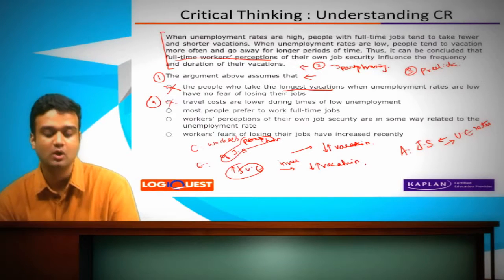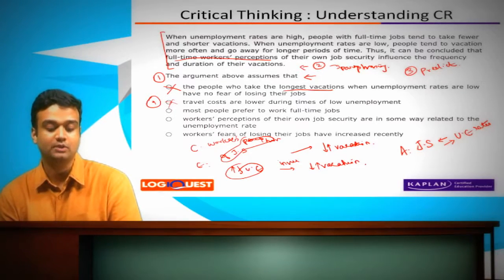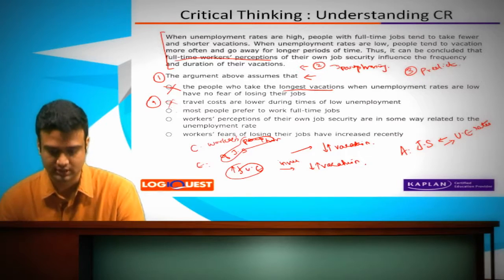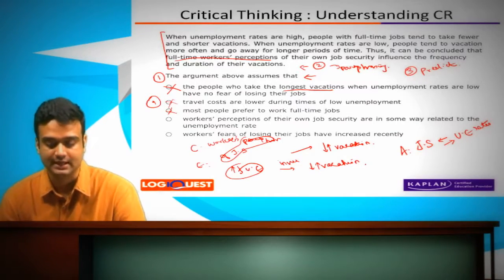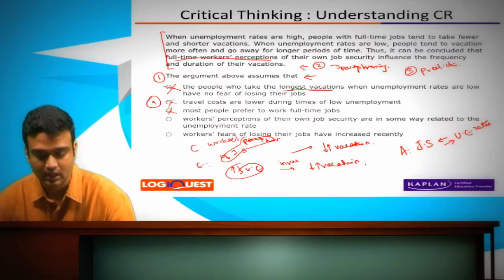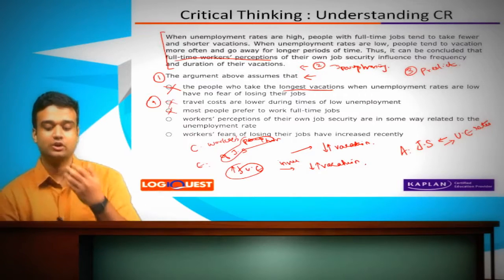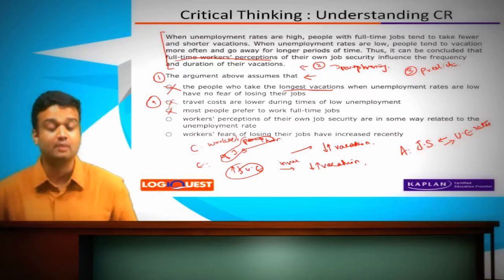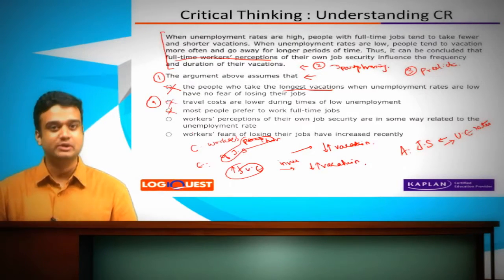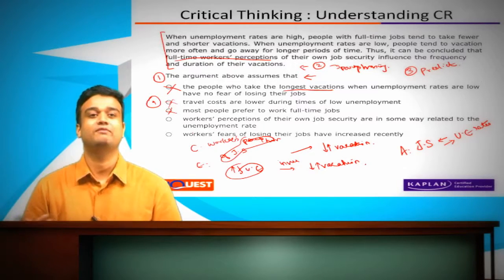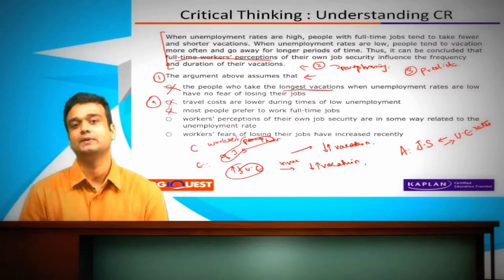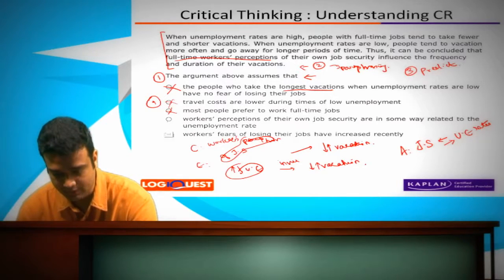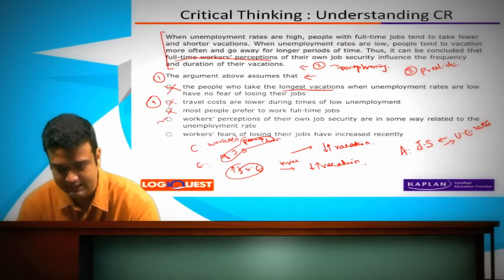C, most people prefer to work full-time jobs. Are we bothered about full-time versus part-time? Not really, because the scope is more precisely about job security and unemployment rates. D, workers' perception of their own job security is in some way related to the unemployment rates. Sounds familiar, right? This is pretty much what we predicted. This was what we figured out should be the assumption that fixes the problem with the argument. Sounds perfect. Let's just keep it there just in case.